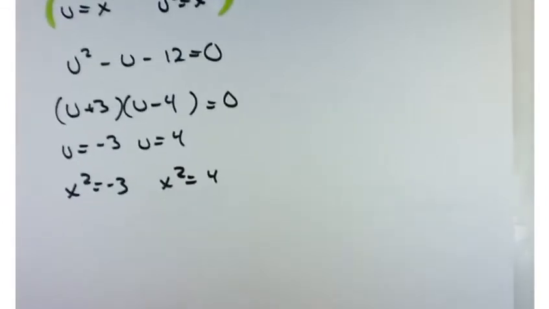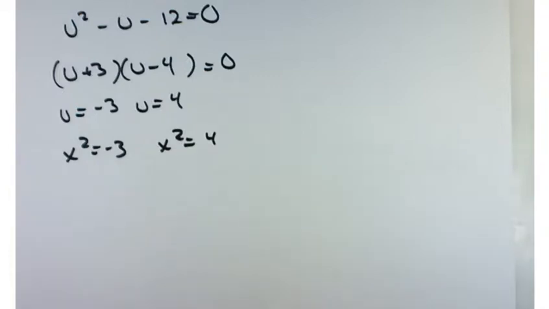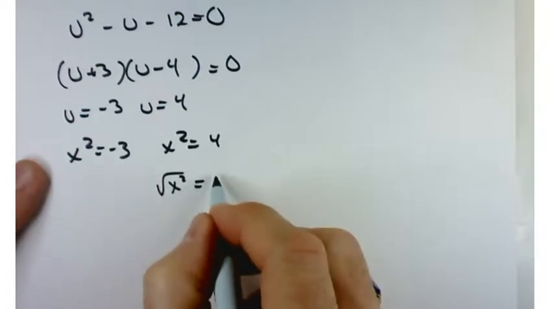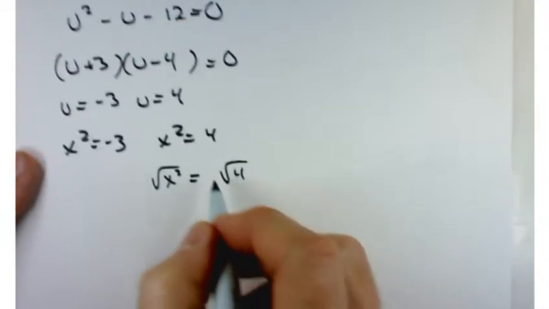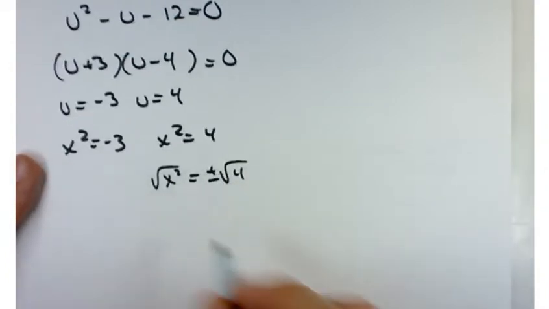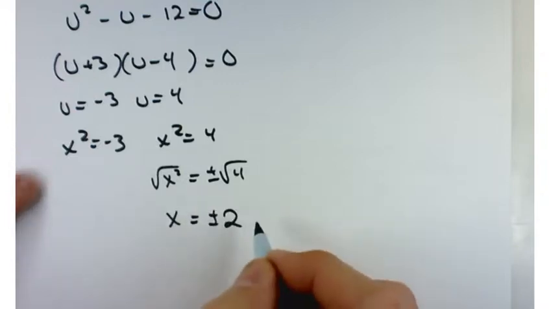Okay, that I think I can solve. What would you do to solve x squared equals 4? Square root it. Yeah, take the square root. So, square root on the left-hand side, square root on the right-hand side. What else do I need here? Well done, plus or minus. So it's x is plus or minus 2.